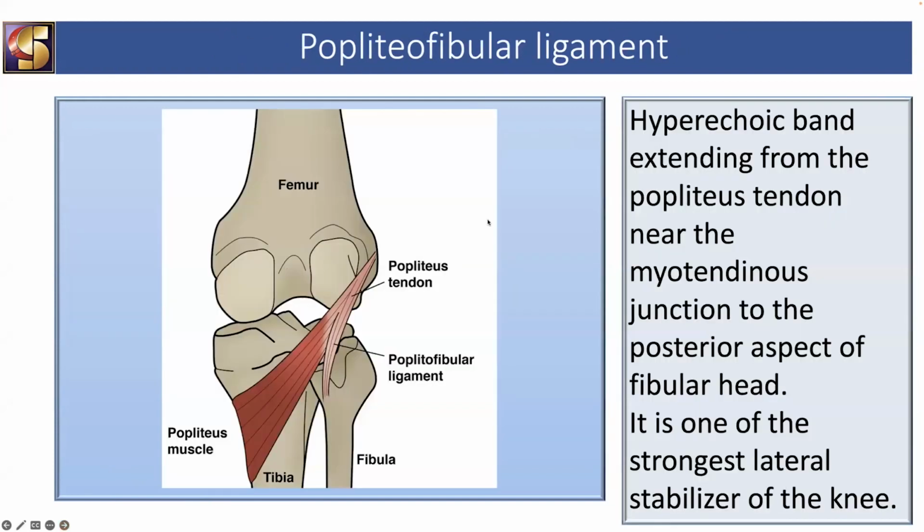So another very important structure is the popliteofibular ligament. I think it is very under-evaluated in all ultrasound examinations. This is a hyperechoic band extending from the popliteus tendon near the myotendinous junction to the posterior aspect of the fibular head. It is one of the strongest lateral stabilizers of the knee. I will explain the importance in the next slides.